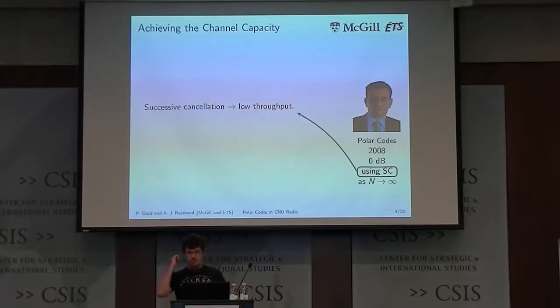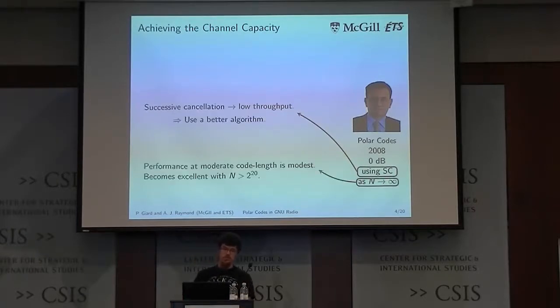When it comes to the polar codes themselves, the original proposal was to use successive cancellation as an algorithm to decode them. That's what Gerard presented yesterday, for example. The issue with that, and I'll go into this a bit more later in the presentation, is that successive cancellation is by nature a sequential algorithm. So even if you optimize the implementation as much as you can, it will remain a low throughput decoding algorithm. The solution to that is to use a better algorithm. I'll come back to it.